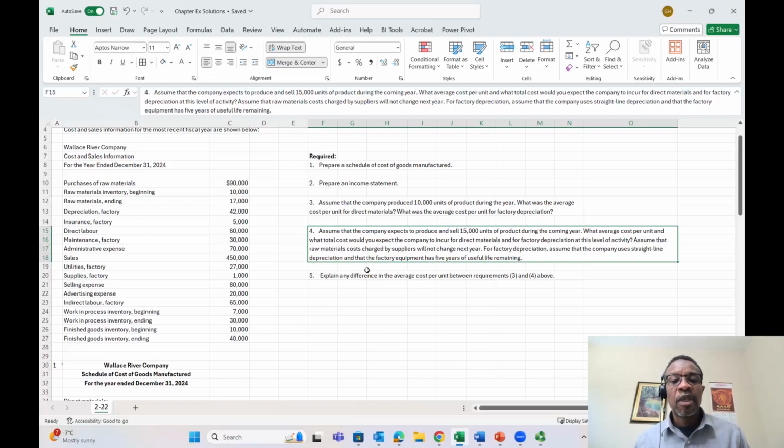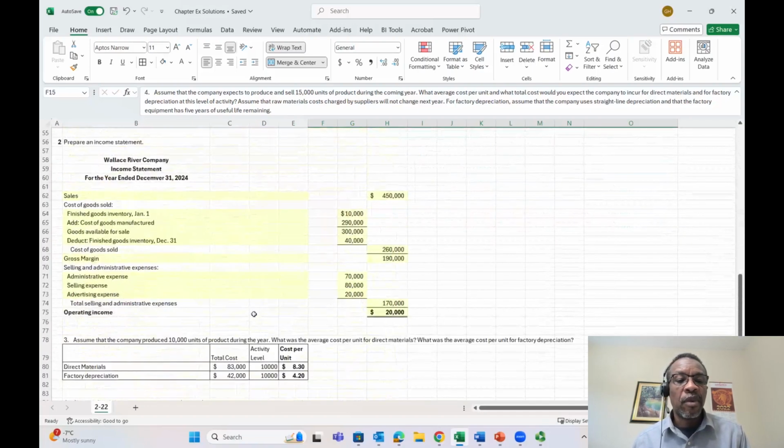Assume that raw material costs charged by suppliers will not change next year, right? So we know raw material cost is not going to change, so therefore it's going to be $8.30 per unit. For factory depreciation, assume that the company uses straight line depreciation and that the factory has 5 years of useful life remaining. So it's going to be the same amount every year, 42,000. All right. So now we established that.